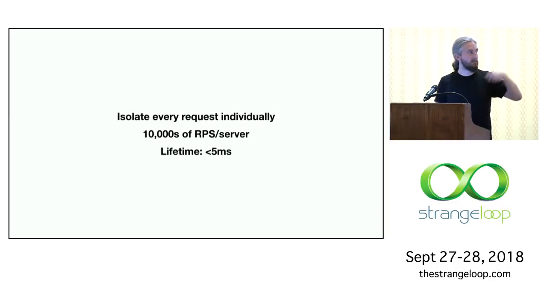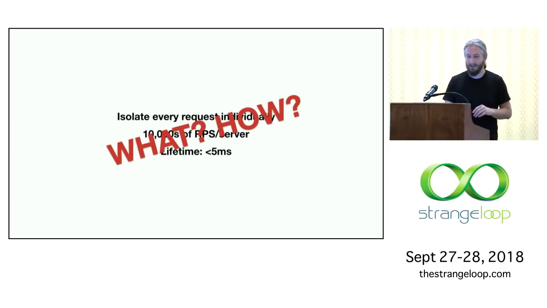So each of our servers is doing tens of thousands of requests per second, and the lifetime of these requests is typically well under 5 milliseconds. So this becomes difficult pretty quickly. If you've tried to spin up processes or containers at that kind of speed, that's really pushing it. So the obvious question is, how could you possibly do this?